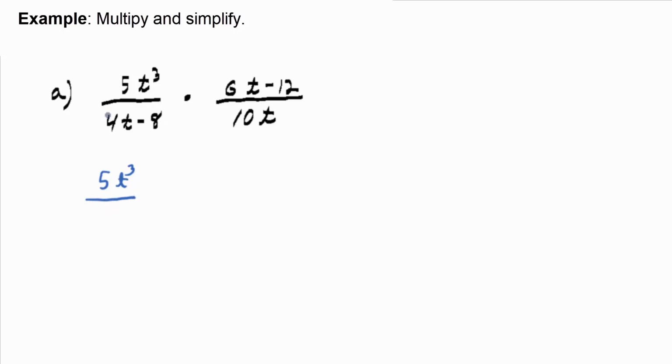Well, for the 4t minus 8, you're just going to look for a GCF. What's the greatest common factor? 4. Yeah. And then what's left? T minus 2. There you go. Now, the upper right-hand numerator, what could you factor out? The 6. And what's left? T minus 2. 10t is factored.